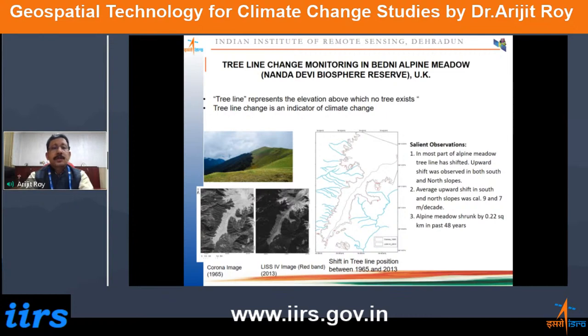It is observed that in many of the regions of Uttarakhand, especially the Nanda Devi Biosphere Reserve, where there is very less anthropogenic impact, the tree line is actually moving up. So people have estimated that the upward shift in the south and the north slope of Nanda Devi Biosphere Reserve was around 9 and 7 meters per decade. And many of the alpine meadows have shrunk significantly in the past 48 years.